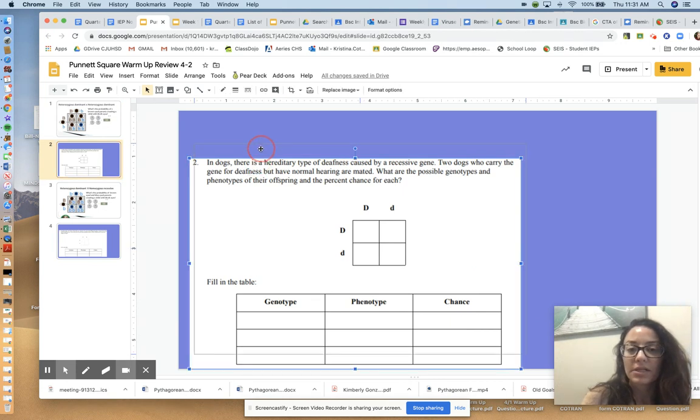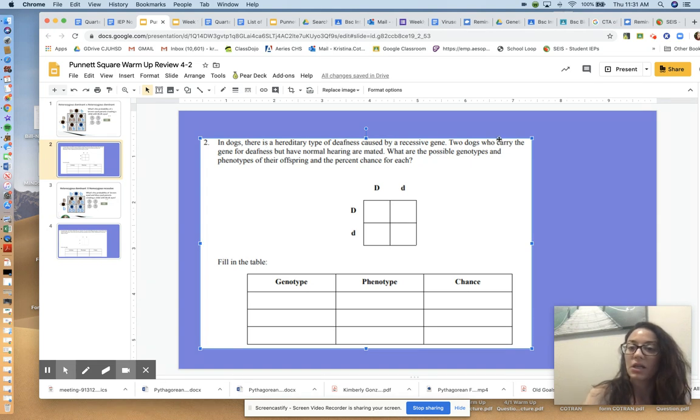Okay, so here's an example. It says in dogs, there's a hereditary type of deafness caused by a recessive gene. Two dogs who carry the gene for deafness have normal hearing, but they're mated. What are the possible genotypes and phenotypes of their offspring and the percent chance for each? So when you go to combine their alleles, we have two heterozygous parents, right? They have this allele that's recessive for being deaf. When they have a baby, is there a chance that their baby could be deaf, even though they are both hearing?